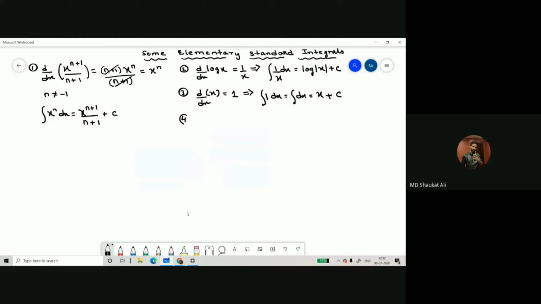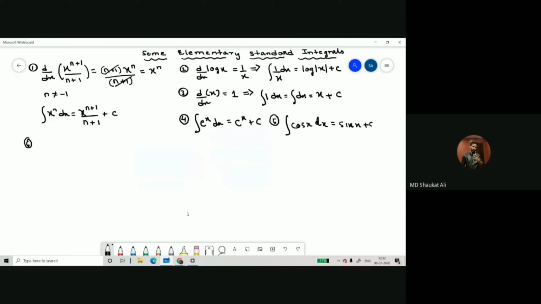Look at the fourth one. I'm now writing the direct thing, okay? Integration of e to the power x dx will be e to the power x plus c. Why? Because differentiation of e to the power x is e to the power x only. Look at number 5. Suppose we have integration of cos x dx. Of course, this will be sin x plus c. Am I clear or not? Because d/dx of sin x is cos x.